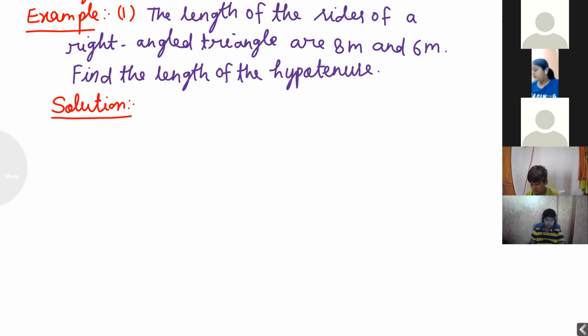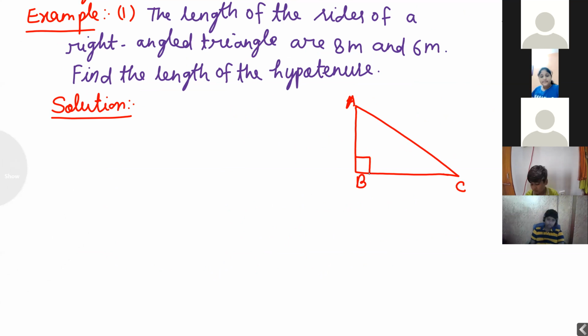In this question, students, you are observing that he has given a right angle triangle. Firstly, I want to draw one right angle triangle on the right side. We can take any name, ABC. Angle B is the 90-degree angle.